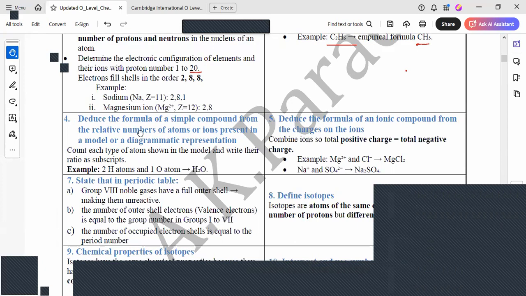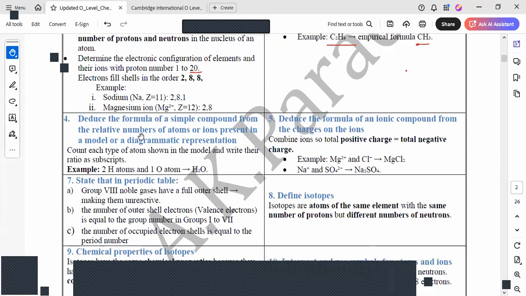A diagrammatic representation means a giant molecular structure can be given to you, and you have to judge what type of compound it is. How you can do it is count each type of atom shown in the model and write down their ratios as subscripts. For example, if two hydrogen atoms and one oxygen atom are shown in a molecular diagram or molecular structure, then it is H2O, water.